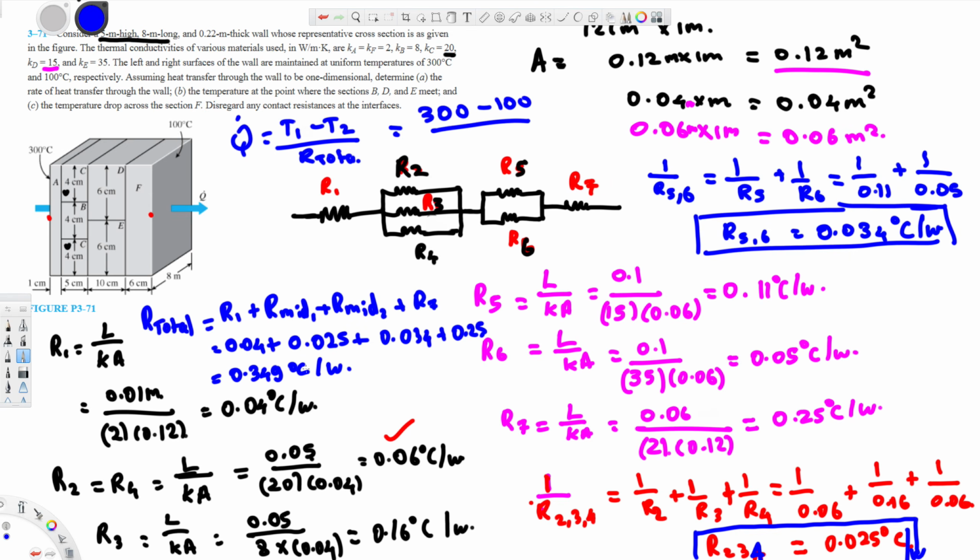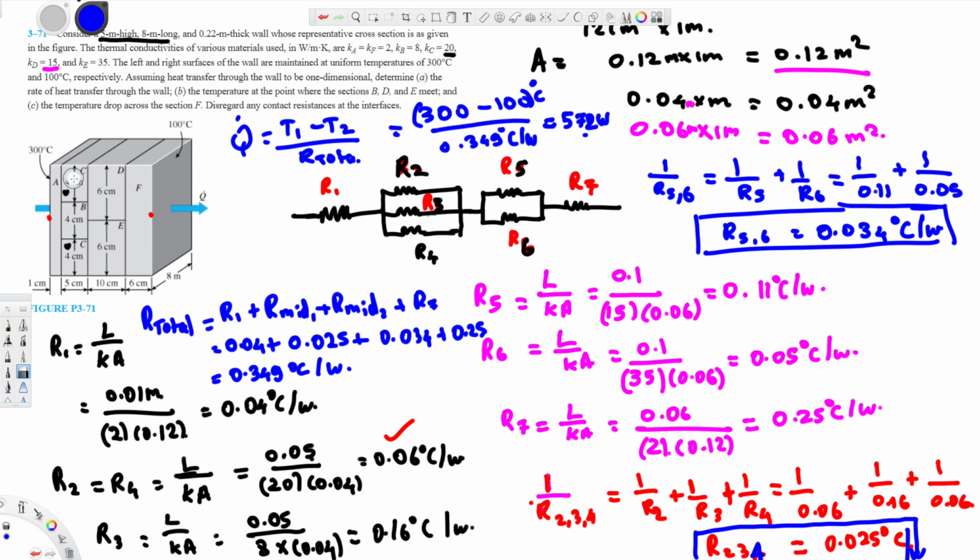We calculated right here 0.349 degrees Celsius per watt, and this is in degrees Celsius, and if you calculate this value, that comes out to be 572 watts, right? So 572 watts, but here we have to be careful.